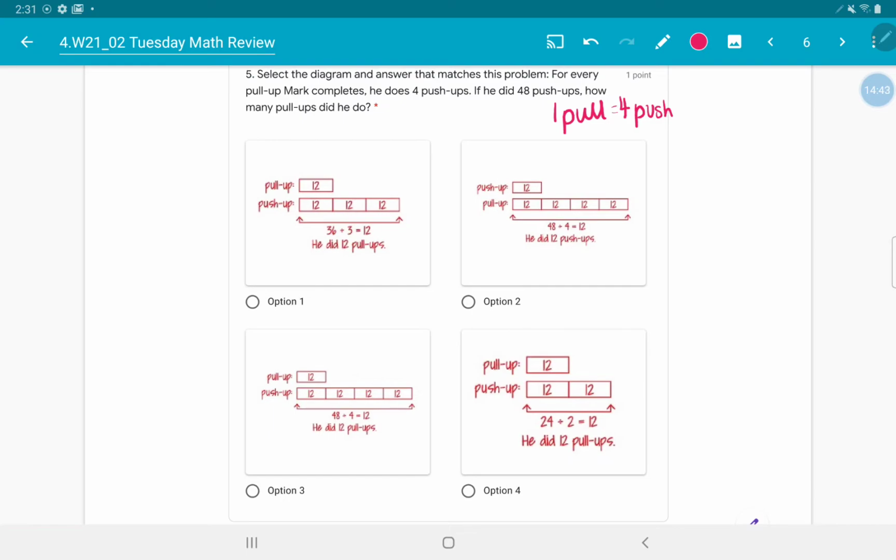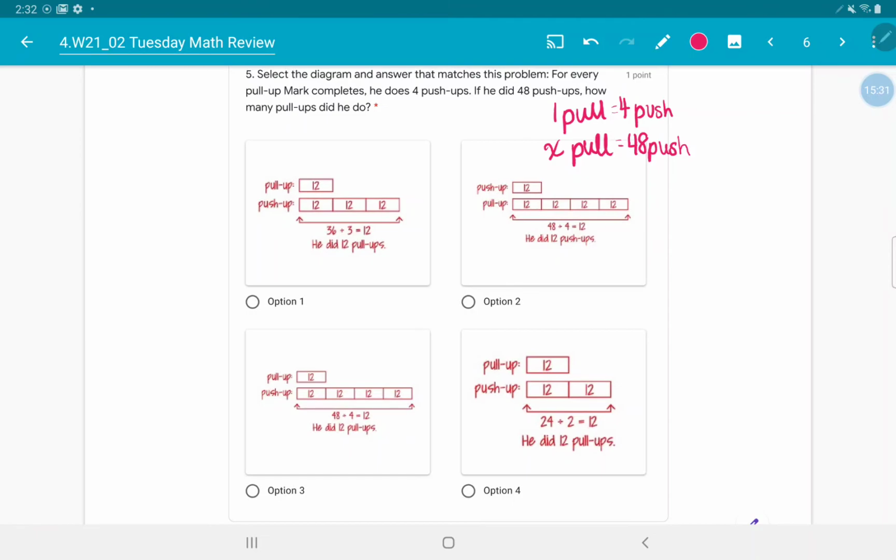So 48 push-ups is going to be equal to how many pull-ups? I don't know that. I'm going to make my pull-ups the variable. I know the total number of push-ups is going to be 48. How could we solve to figure out what's missing? I need to figure out how to get from 48 back down to 4. So what am I going to need to do, Justice?